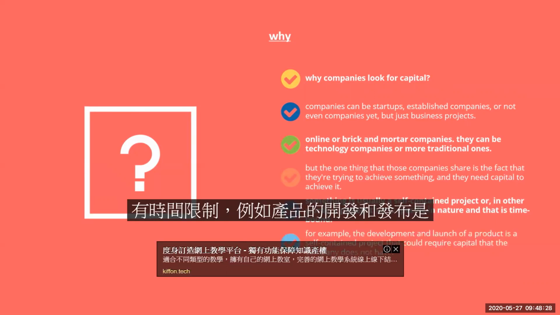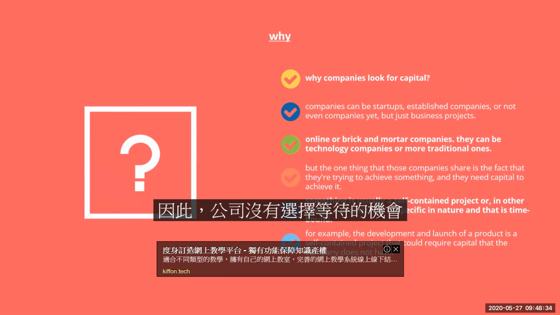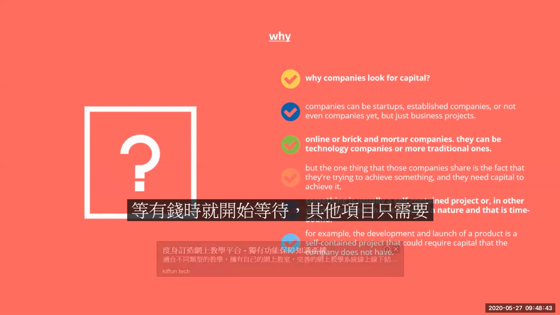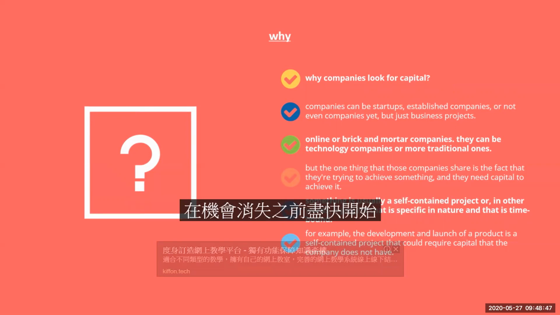For example, the development and launch of a product is a self-contained project that could require capital that the company does not have. The company therefore has either the choice of waiting until it has enough money to develop and launch the product, or to look for capital in order to do that development and launch as soon as possible. Some projects can wait to be started when you have the money, and other projects simply need to be started as soon as possible before the opportunity disappears.